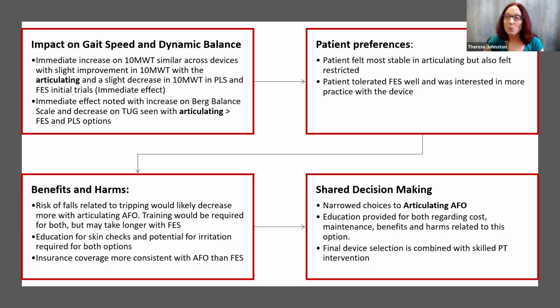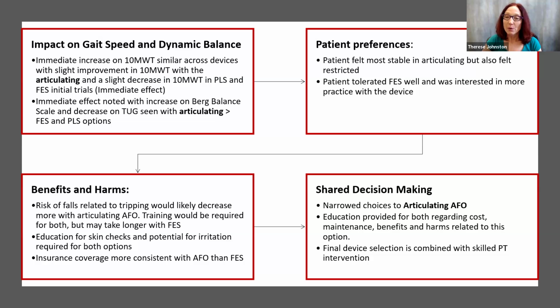And this immediate effect is really just when the person tries this the first time. So this is without any training. So this is just that immediate effect. And we look at balance using the Berg. We saw an improvement with the articulating outperforming the other two options, but we also saw a decrease in the TUG. And so something to keep in mind, again, that immediate effect, and we need a period of training and skilled PT interventions to be able to maximize the outcomes with these devices.